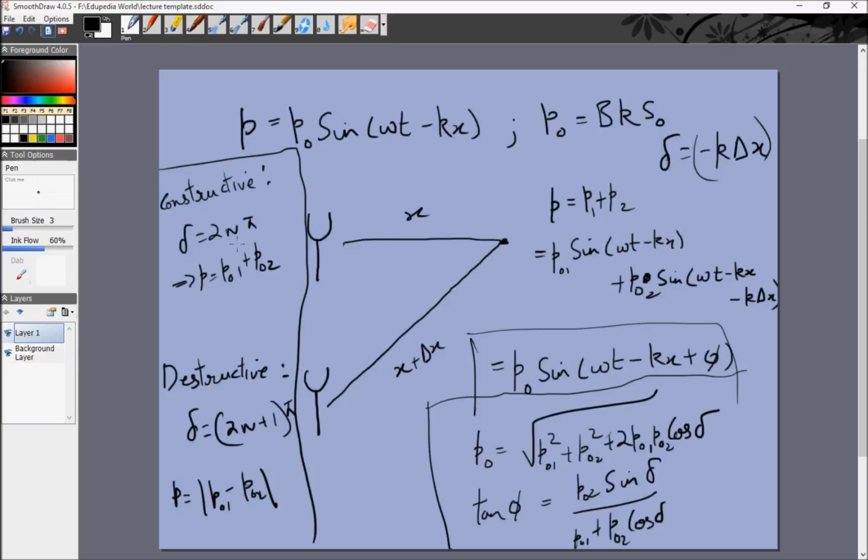Now delta is equal to 2n pi. What does that mean? That means k delta x or minus k delta x. That doesn't matter because n can take any integer value. K delta x is 2n pi, and k is 2 pi by lambda. So 2 pi cancel, and the result we get is delta x is equal to n lambda. Now k delta x is known as the phase difference. Delta x itself is known as the path difference.